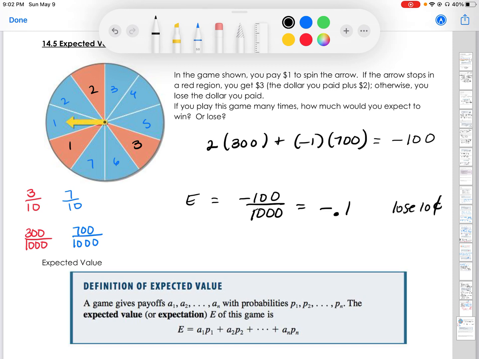There's a more mathematical way to do this, though. We could think of this as being the payoff times the probability plus the payoff times the probability, or however many of these there are. Because we ended up dividing this by 1,000 anyway, we could really think of this as the payoff times the probability, which was 3 out of 10 when simplified, plus the payoff times the probability, 7 out of 10. And that's going to give us that same answer.